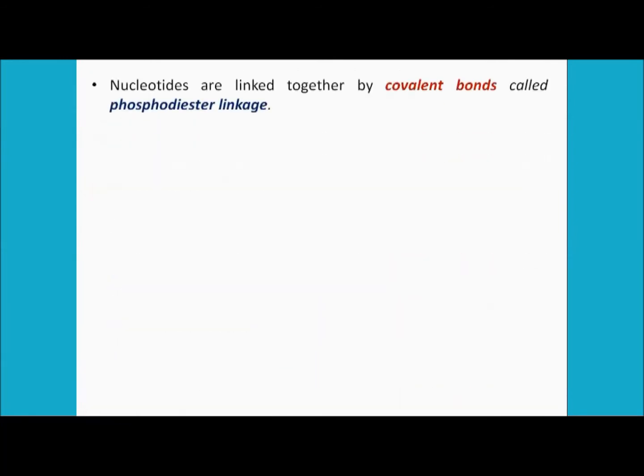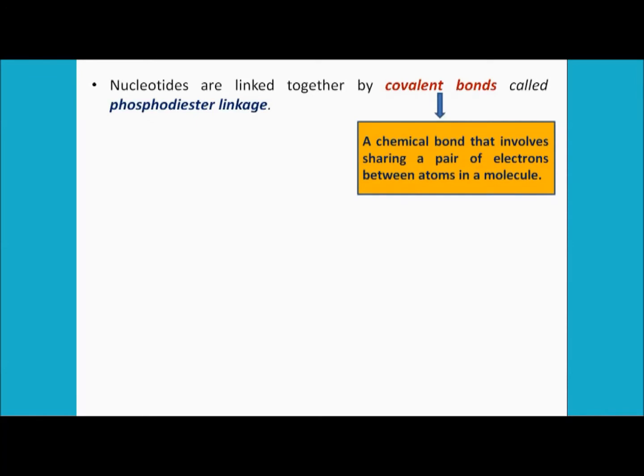First of all, you should know that the nucleotides are linked by a covalent bond, known as the phosphodiester bond. So what is a covalent bond? If somebody asks you, for basic understanding, I have given it here. The covalent bond is nothing but a chemical bond that involves the sharing of a pair of electrons between atoms in a molecule.